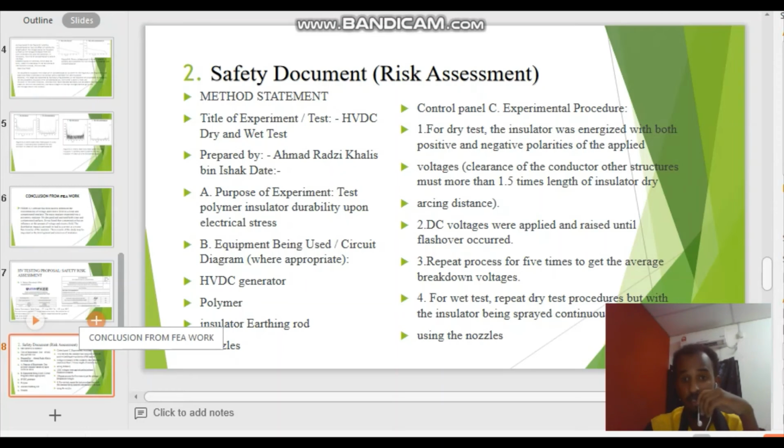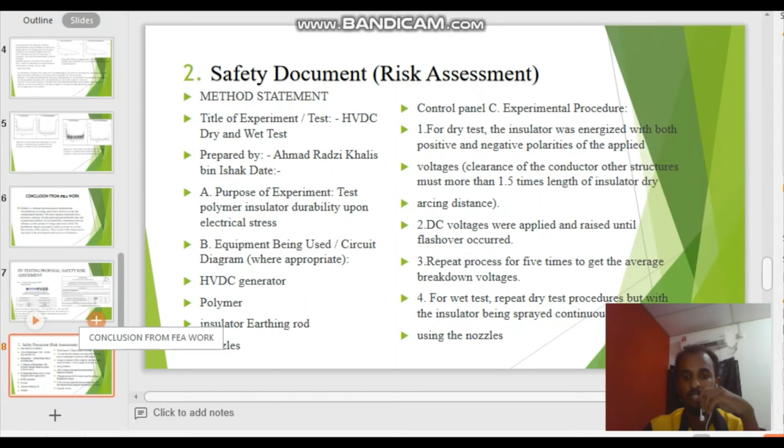Control balancing experimental procedure. For dry testing, the insulator will be energized with both positive and negative polarity of the applied voltage. Clearance of the conductor to other structures must be more than 1.5 times the length of the insulator. At a set distance, DC voltage will be applied and raised until flashover occurs. The process is repeated several times to get the average breakdown voltage.